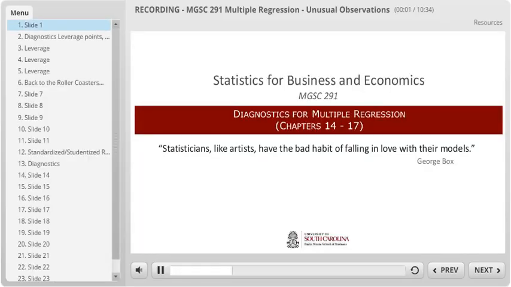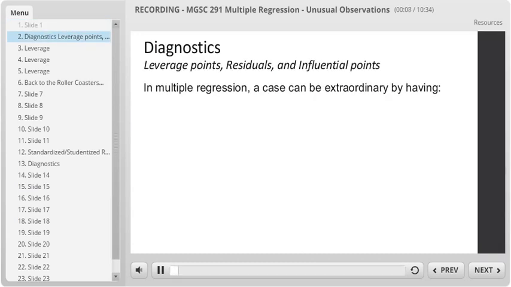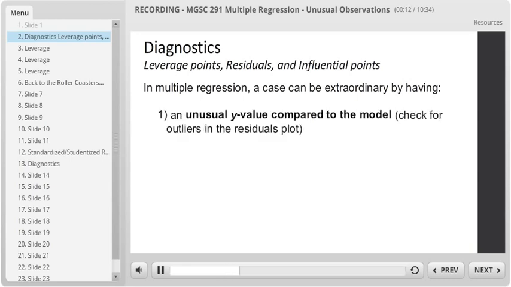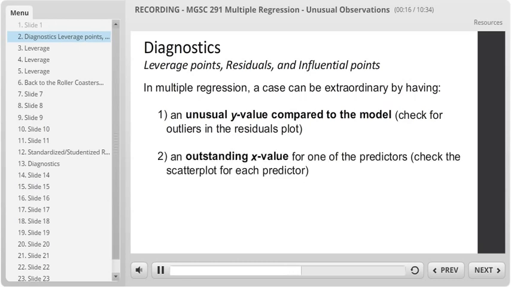This lesson introduces diagnostics to identify unusual observations in a regression model. In multiple regression, a case can be extraordinary by having an unusual y value compared to the model, an outstanding x value for one of the predictors, or an unusual combination of x values.